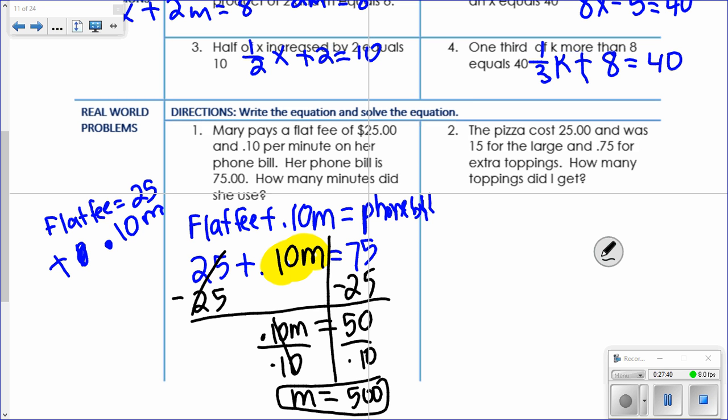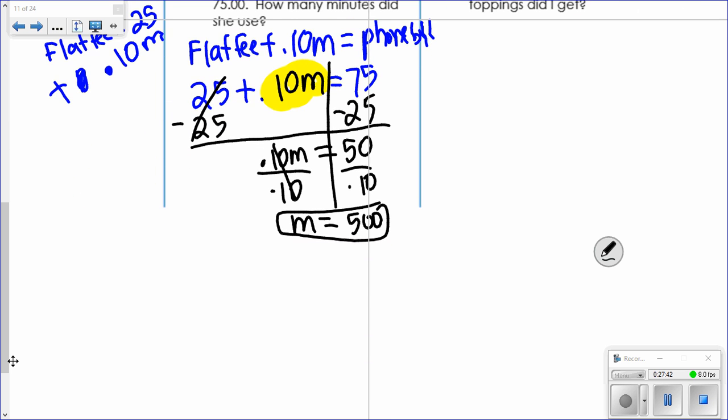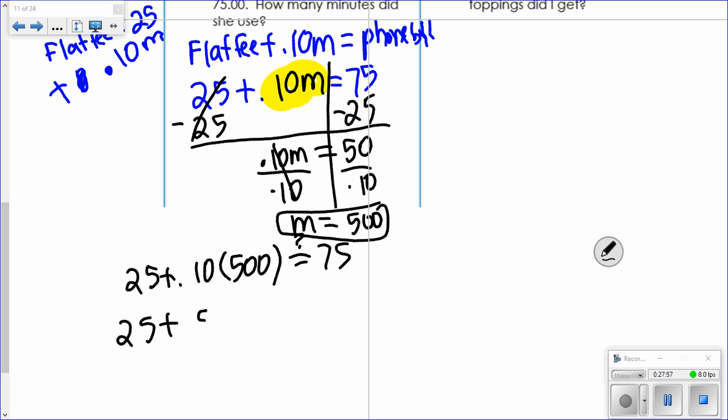I'm going to go over here and check my work, right? I have 25 plus 0.10 times 500. Does this equal 75? Well, 25 plus 50 is 75, and 75 equals 75. So this is the correct answer, okay?